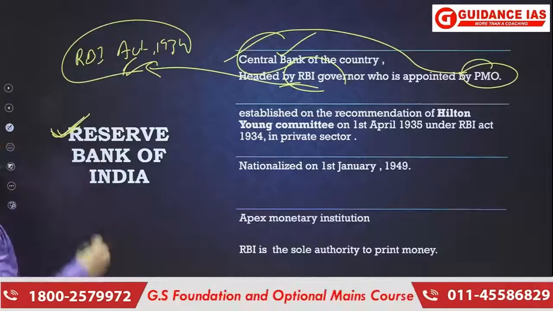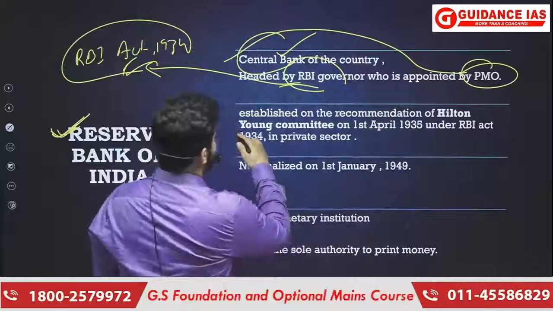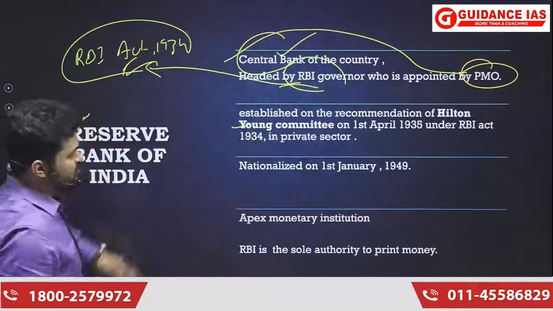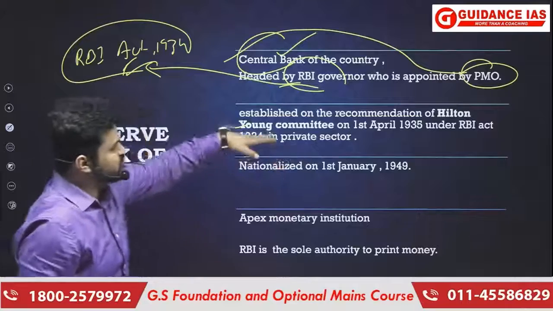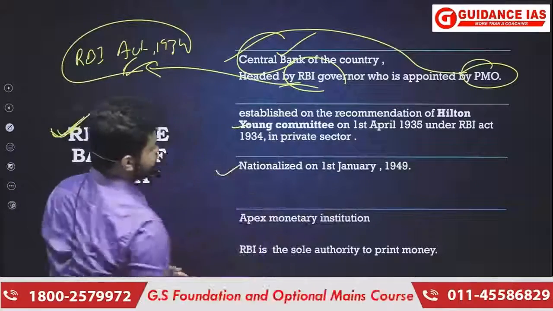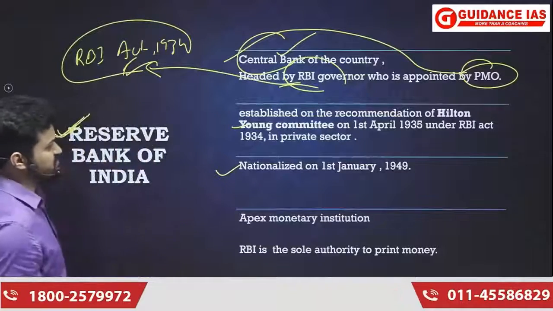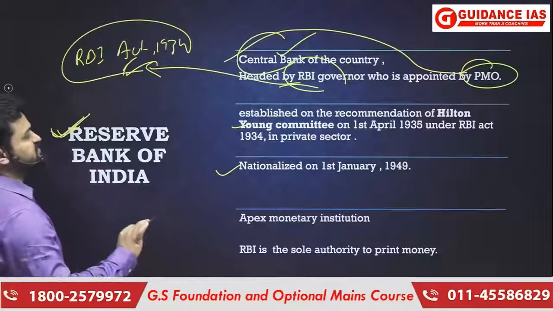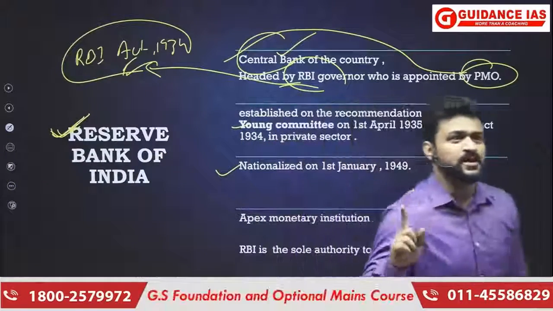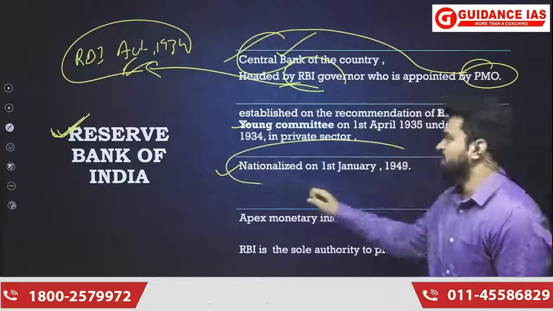Okay, so that is the information. Then established on the recommendation of the Hilton Young Committee. Not very important from the UPSC prelims point of view, because UPSC does not become factual to this extent. Then nationalized on 1st January 1949. Apex monetary institution. Also understand that it was established through a statute, but it was established in the private sector. Okay, and it was nationalized afterwards.